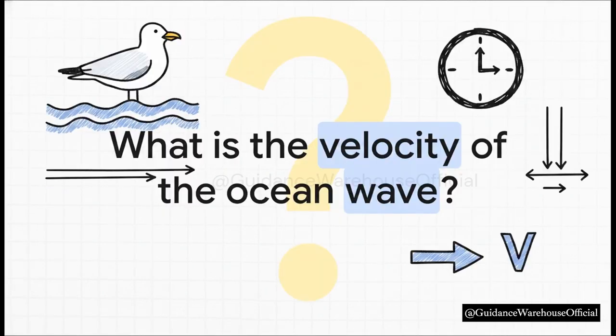Let's make this concrete with a real-world example. Imagine a seagull just resting out there on the ocean surface. The gull bobs up and down on waves that have a wavelength of exactly 10.0 meters apart. The time it takes for that gull to make one complete up and down bob, which remember is our period, is 5.00 seconds. So using what we just learned, what is the wave velocity?